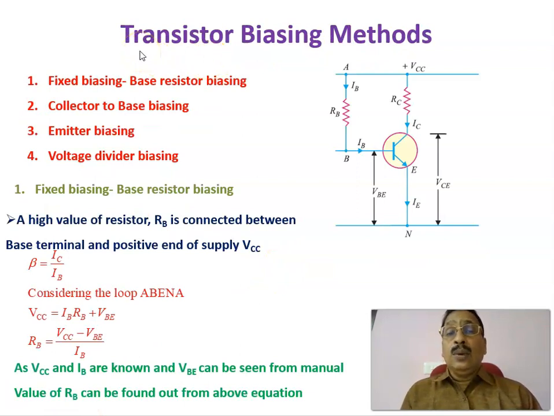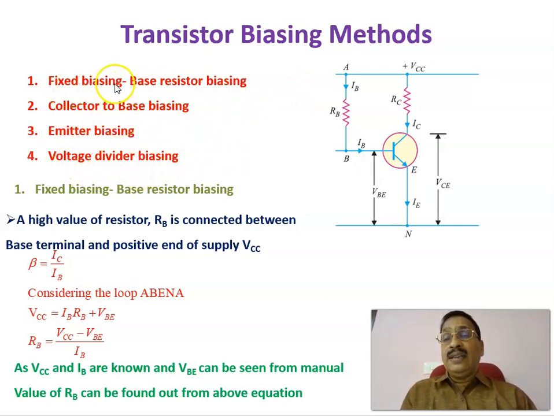Now, let us see the transistor biasing methods. There are 4 methods that we are going to explain. One is fixed biasing, where a biasing resistance is connected between VCC and base. Second is collector to base biasing, where there is a biasing resistance between collector and base. Third is emitter biasing, where there is an emitter resistance. And fourth is voltage divider biasing, which is the most widely used one. Therefore, there are 4 biasing techniques in order to stabilize the operating point: fixed biasing, collector to base biasing, emitter biasing, and voltage divider biasing.